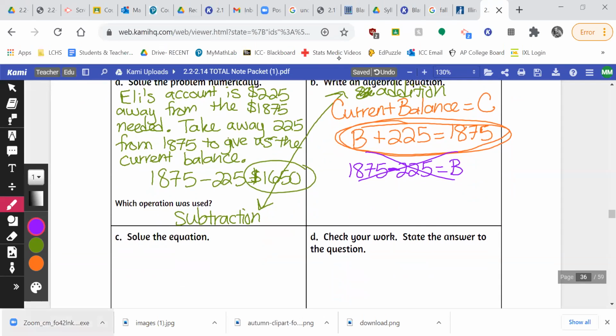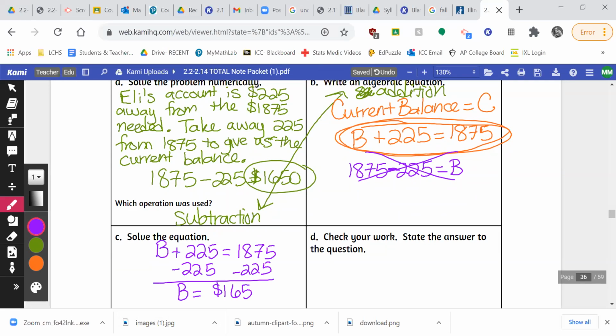Okay, for part C, we're going to go ahead and solve the algebraic equation that we have. So we have B plus 225 equals 1,875. So to solve it, we would subtract 225, which is exactly what we did in part A. And we would get B equals $1,650.